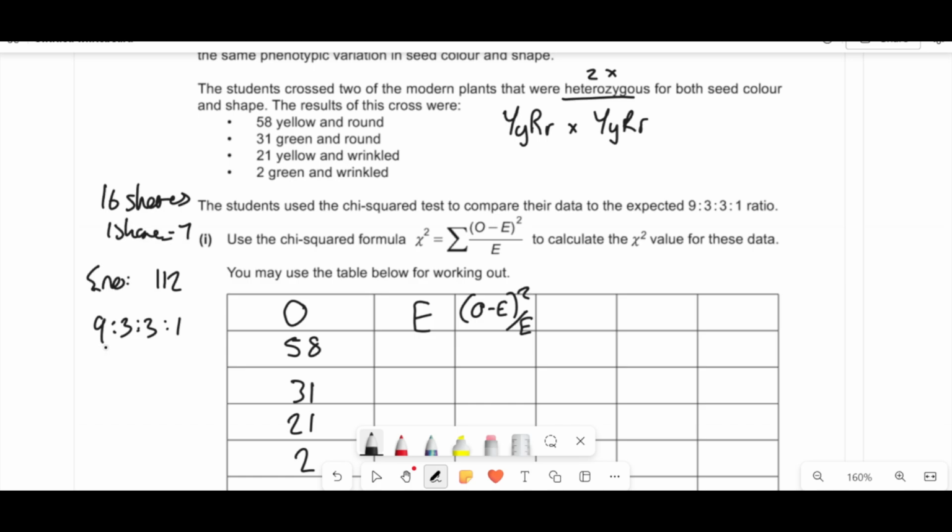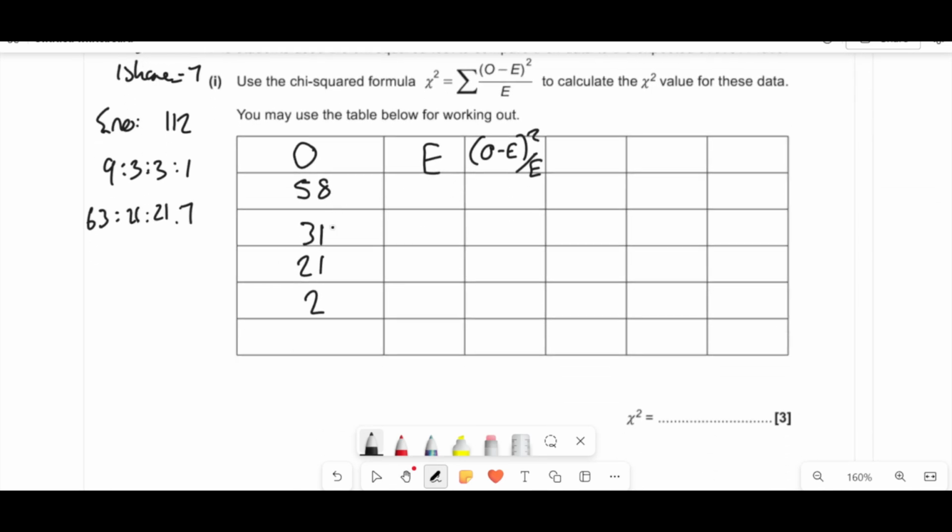Okay? So if it's a 9, one share is 7. Remember, it's 9 times 7, that's 63. That's going to be 21, 21, and then 7 like that. So that's what we're expecting to see. So our observed is 58, 31, 21, 2, and so forth. Here it's 63, 21, 21, and 7.